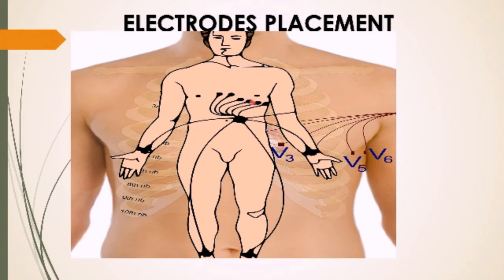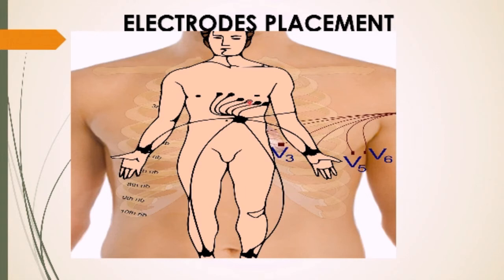C4 is at the fifth intercostal space. You see, here it was fourth, below here it is the fifth intercostal space. But at which level? We call it the mid-clavicular line. This is the clavicle. Just take the midway of the clavicle and draw a line downward. It is an imaginary line, you can't see it. That is where you place C4.